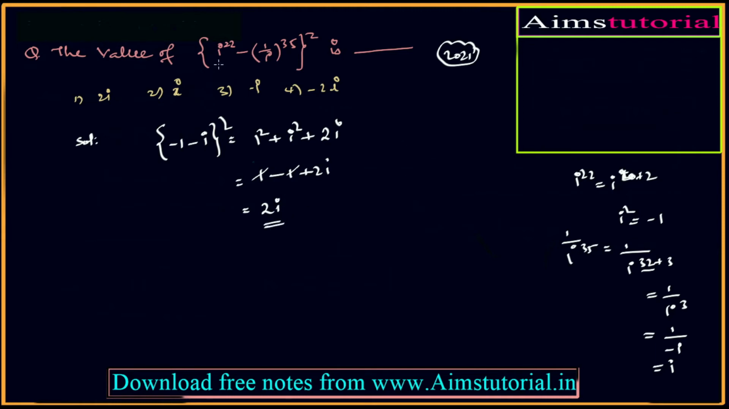Here we are using i power 22 as minus 1 and 1 by i power 35 as i. So (minus 1 minus i) whole square, using (a plus b) whole square. Why are we not using (a minus b) whole square? Both are minus, minus into minus is plus. So we have to use the formula of (a plus b) whole square, that is a square plus b square plus 2ab, not (a minus b) whole square.